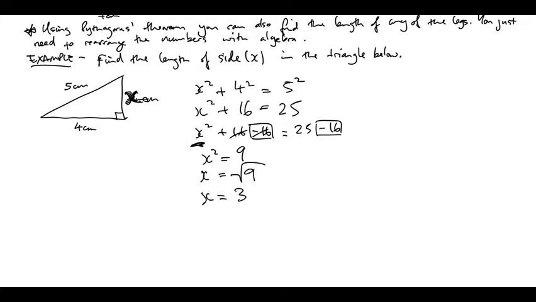So the answer for what this x would be, sorry that it was already there, it would be 3 centimeters. Okay, so that's just confirming there. That's how you use Pythagoras to find one of the legs instead of the hypotenuse.